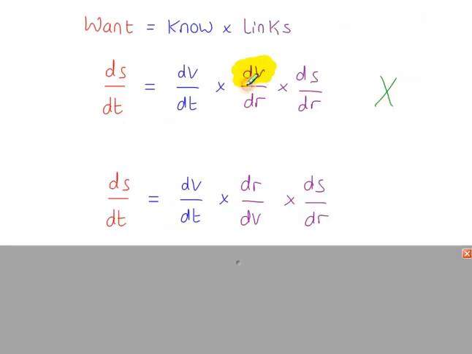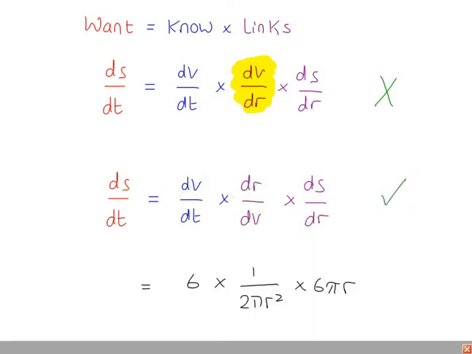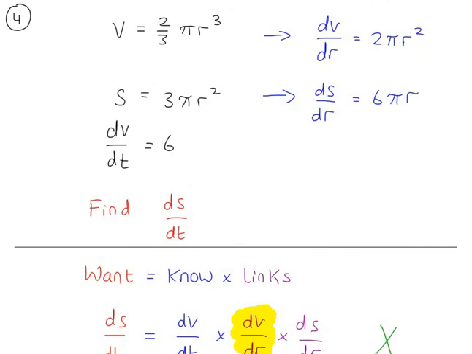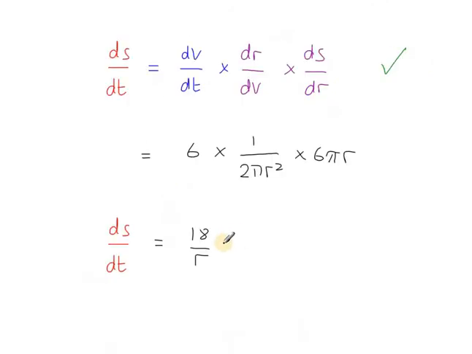If we flip over this derivative, then we have that dv cancelling with this one, that dr cancelling with this, then we're left with ds by dt, which is what you have on the left hand side. That's correct. So substituting in, dv by dt was 6, we have dv by dr, but we have to flip that over for this part. ds by dr we already have, that's 6 pi r from here. Simplifying gives this.